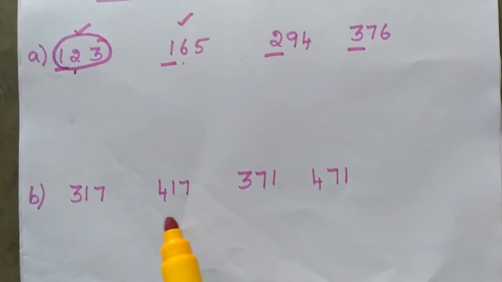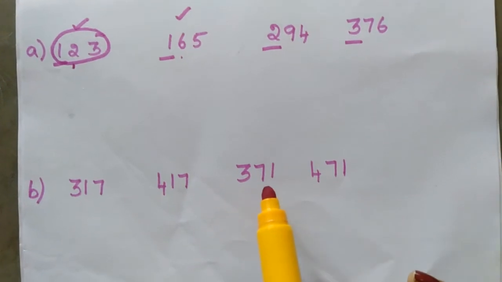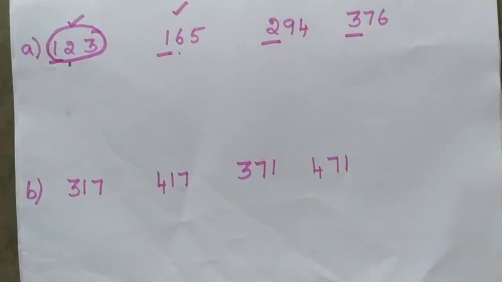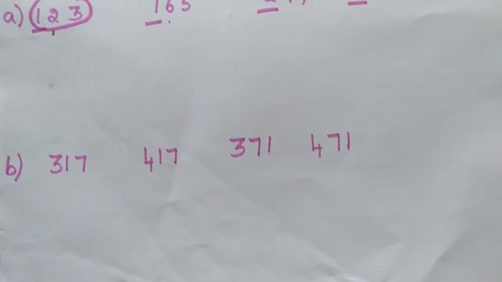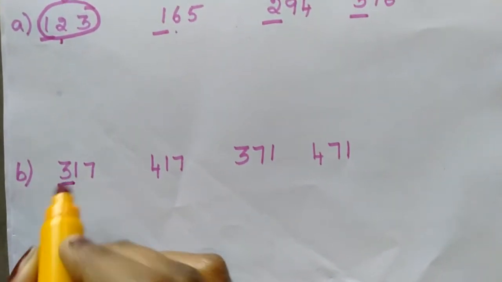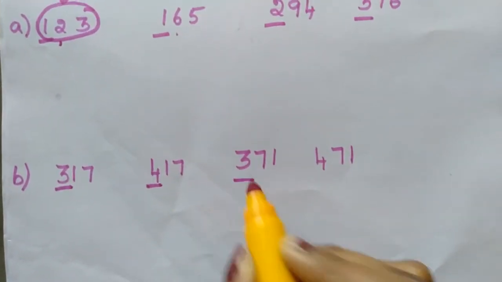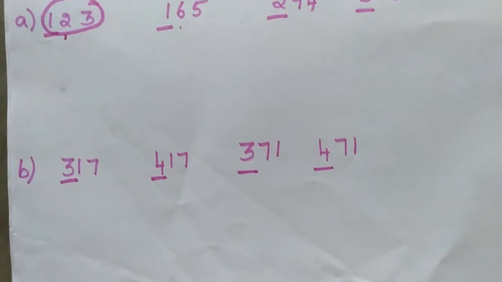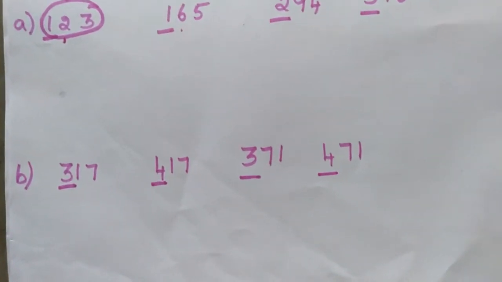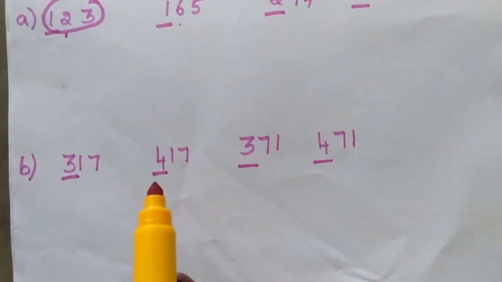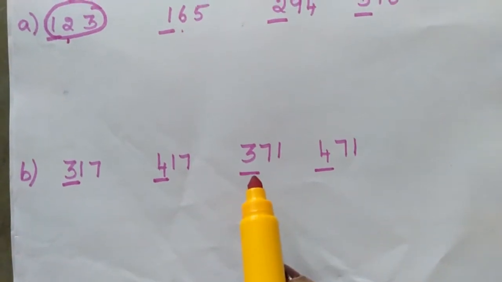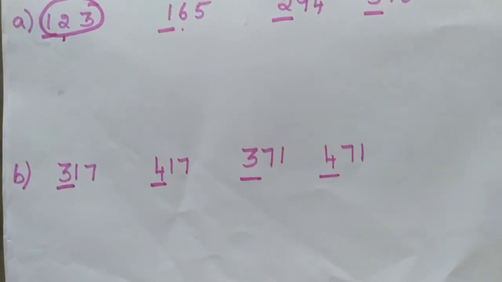317, 417, 371, 471. So, what you have to do? You have to check the hundreds place. Here 3, here 4, here 3, here 4. So, you have to check. 3 is the smallest number or 4 is the smallest number. Then also 3, then also 4. So, 3 is the smallest number.